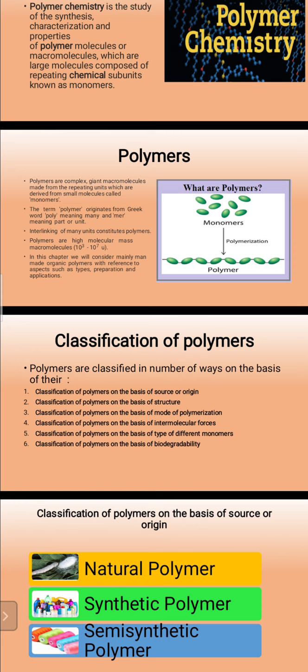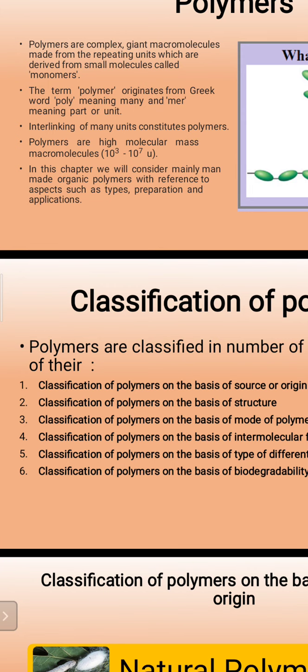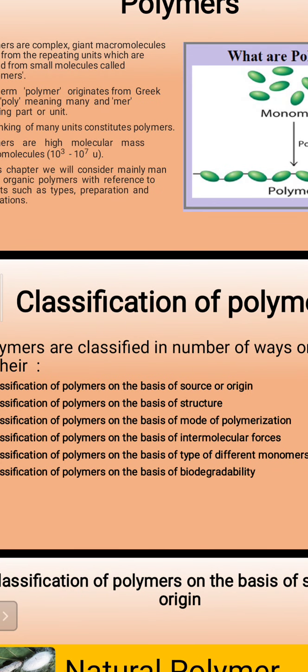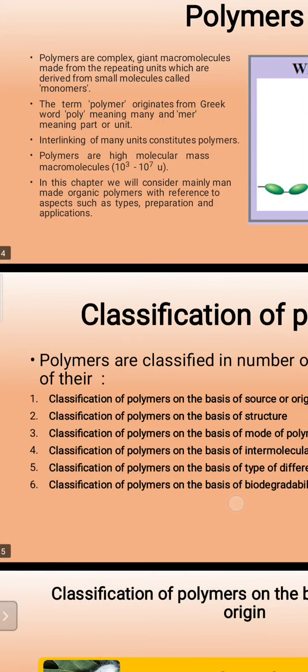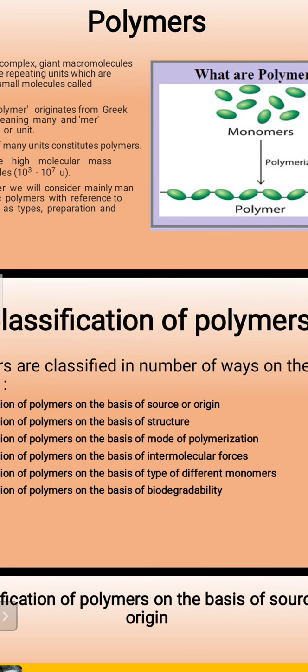In the last lecture, we finished three topics. First, classification of polymers on the basis of source or origin. Second, classification of polymers on the basis of structures. And thirdly, classification of polymers on the basis of mode of polymerization. The rest of the three classifications we will discuss today only.